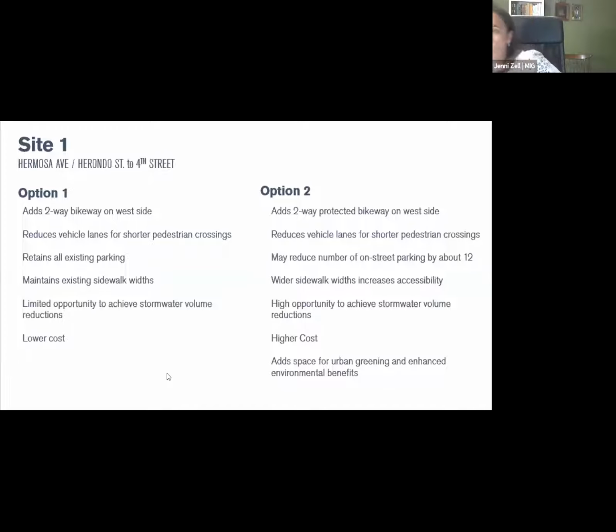And so this is where we're looking for your feedback and input, and I'll pass it to Andy. But in summary, here's a few of what we see as some of the benefits and maybe some of the challenges of each of these different options. There's some great things about it, and there's some challenges, and there's certainly cost implications of the two options. Great. Thank you, Jenny.